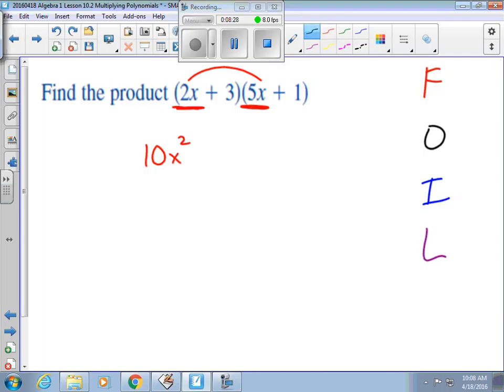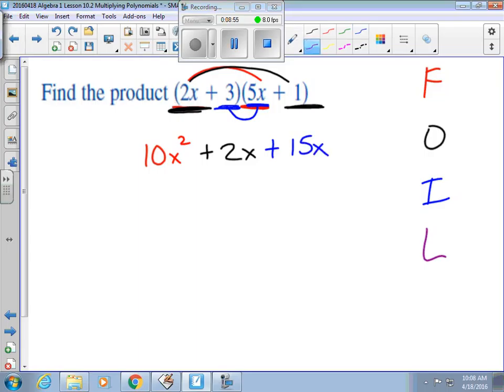O are your outside terms. Again, think of the dartboard. Inside versus outside. Center versus on the edge. 2x and 1. Those are your outside terms. 2x times 1 is positive 2x. I are your inside terms. 3, again, think of the dartboard, and 5x. 3 times 5x is positive 15x.